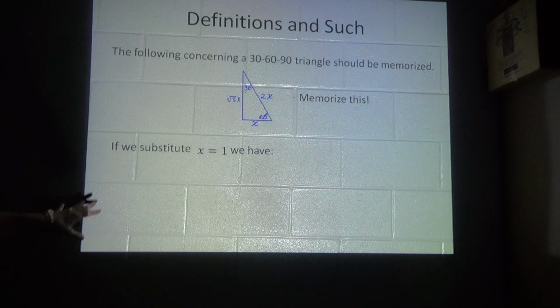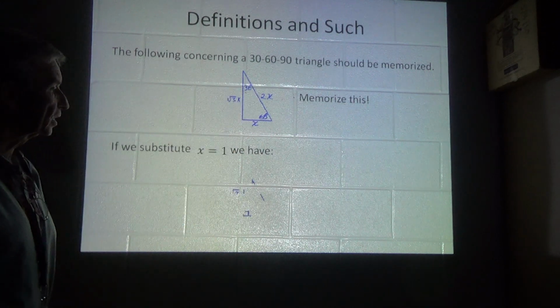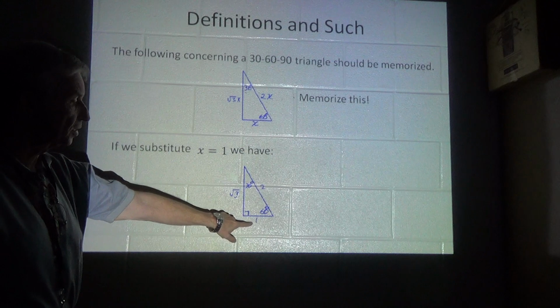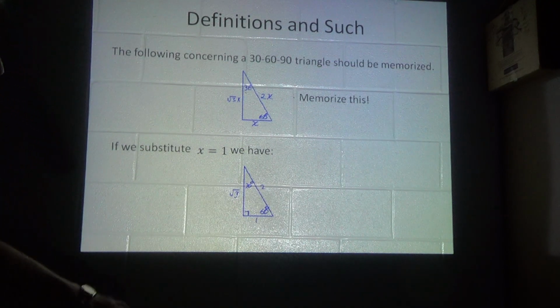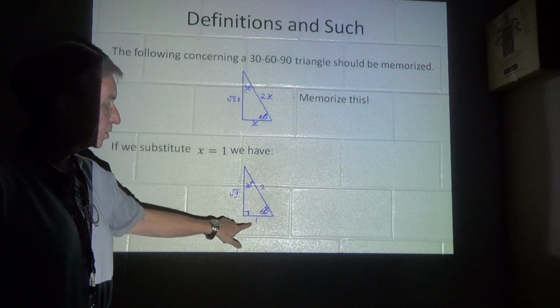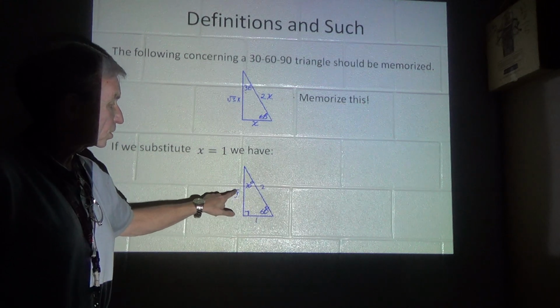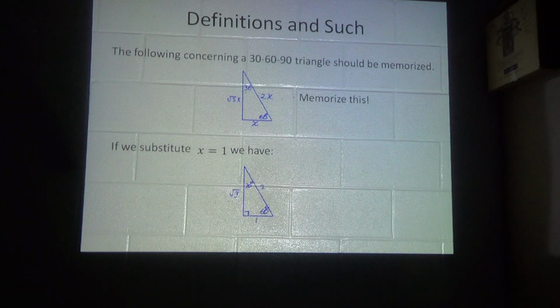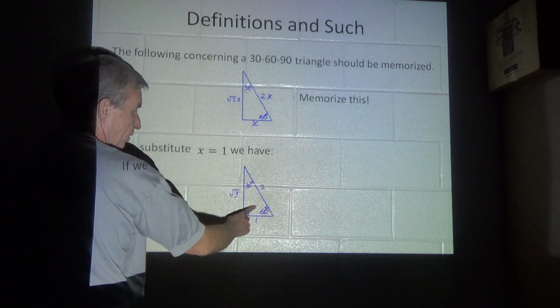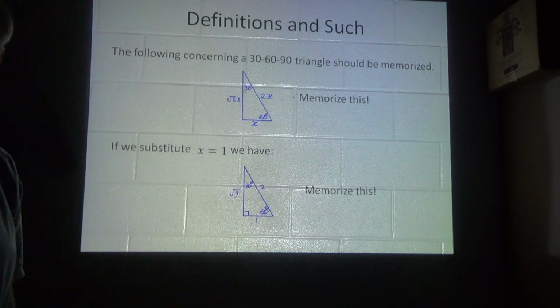Now we're going to substitute 1 in for all these x's, and that gives us this net result here, so that this is 1, 2, and the square root of 3. Notice that the hypotenuse is 2 times this short side. This long side is the square root of 3 times this one. So everything revolves around this short leg. You need to memorize both of these triangles. Make sure you get those done.